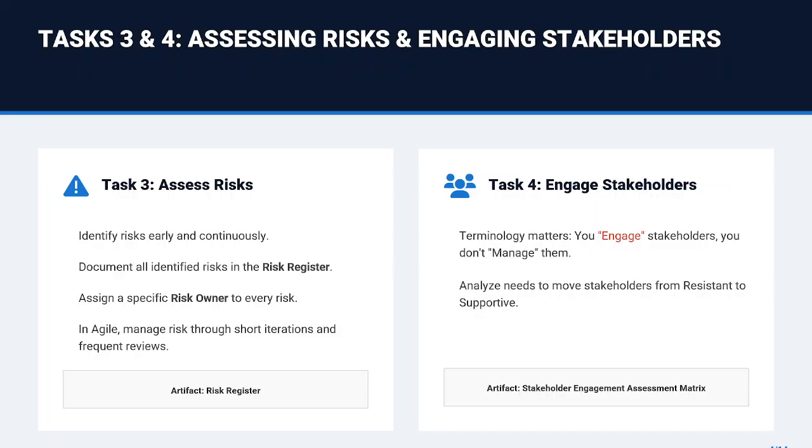Task 4 is engaging stakeholders. Note the terminology, engage, not manage. You cannot manage a stakeholder. You can only manage their engagement. If a stakeholder is resistant, your process is to analyze their needs using the stakeholder engagement assessment matrix and develop a targeted strategy to move them to a supportive state.